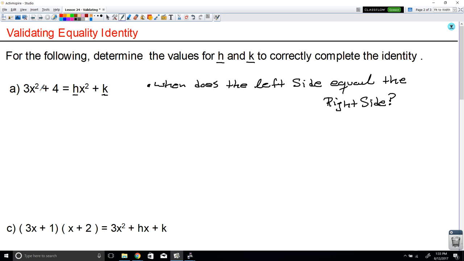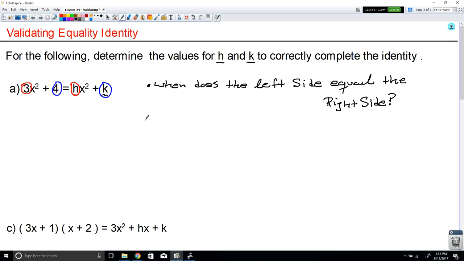Now, you notice here, they're exactly the same equations. It's something x squared plus some other number, something x squared plus some other number. So notice that they look exactly the same. The only thing that changes is that in the first equation, on the left side, we have a 3, and on the right side, we have an h. On the left side, here we have a 4, and on the right side, we have a k. So for what values of h and k are the two equations equal to each other?